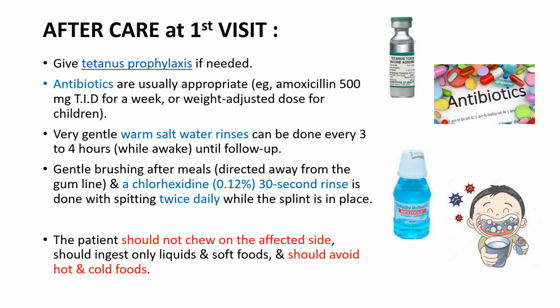Aftercare at first visit. Give tetanus prophylaxis if needed. Antibiotics are usually appropriate, for example amoxicillin 500 mg TID for a week, or weight-adjusted dose for children. Very gentle warm saltwater rinses can be done every 3 to 4 hours while awake until follow-up. Gentle brushing after meals directed away from the gum line, and a chlorhexidine 0.12% 30-second rinse is done with spitting twice a day while the splint is in place. The patient should not chew on the affected side, should ingest only liquids and soft foods, and should avoid hot and cold foods.